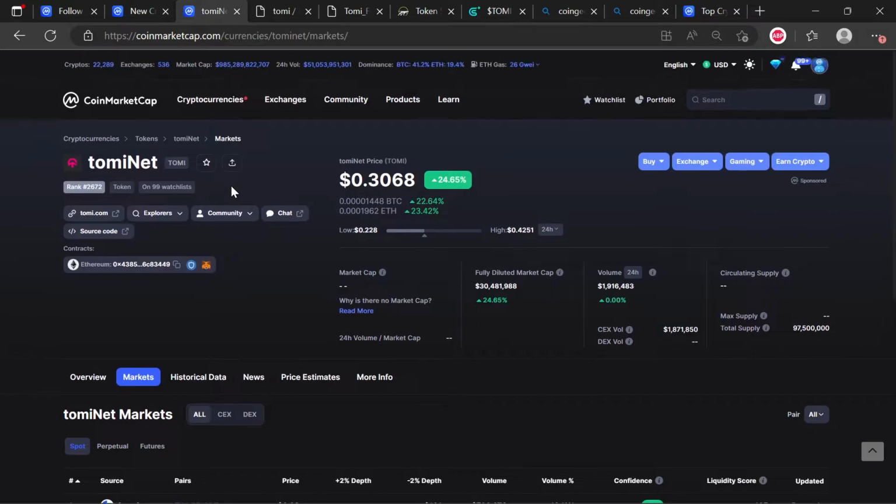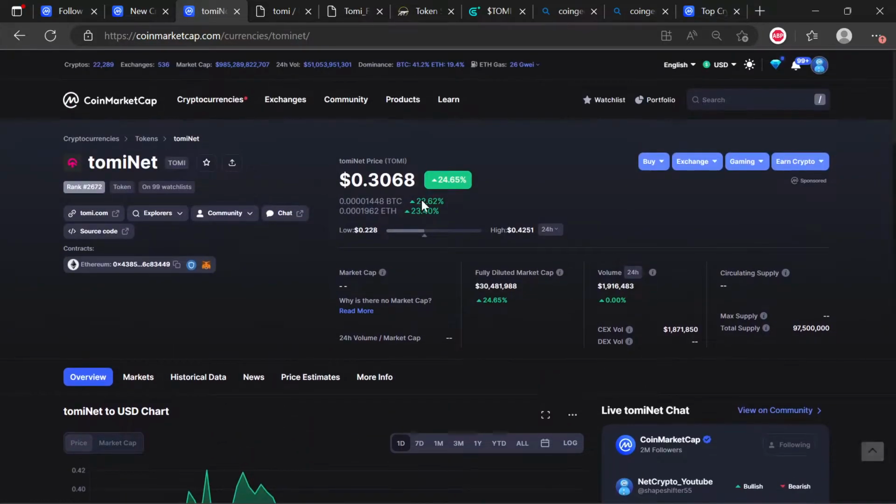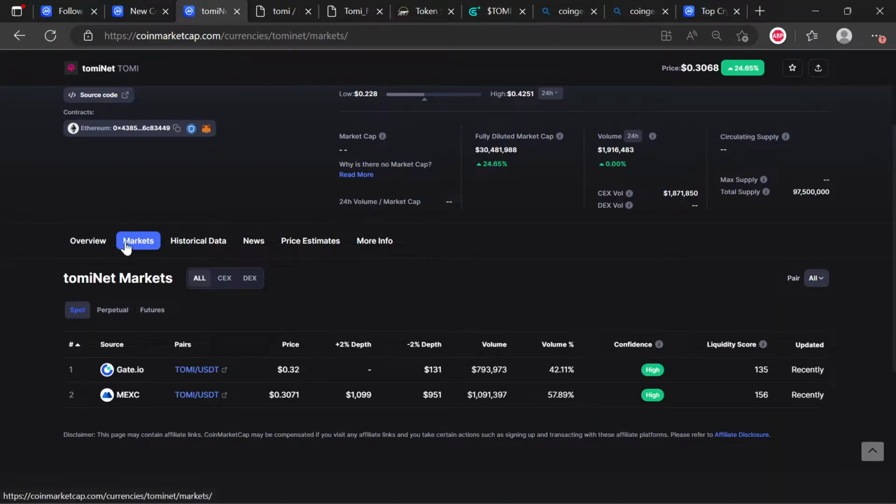So if you jump on CoinMarketCap, we do see one of the most important things that you always have to check, right? We see since launch, the price has gone up by 24%. Obviously, the market is bullish right now. Crypto is bullish. And I always like to go to markets to see where they are listed, right? So you do see that they are listed on two exchanges, Gate.io and MEXC. And it's very important for us to analyze the markets where the coin is listed.